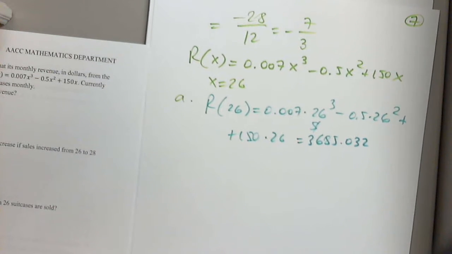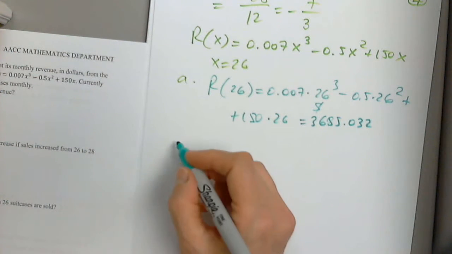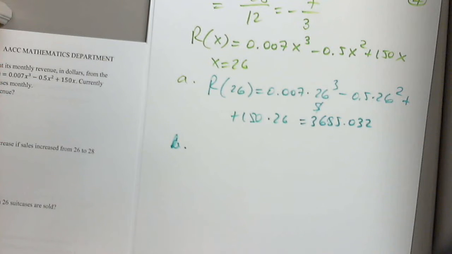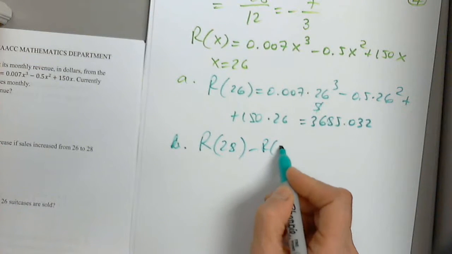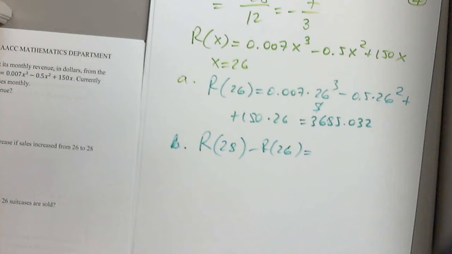How much would the revenue increase if sales increase from 26 to 28? So you will determine R of 28 and then subtract out R of 26. That's why I would recommend putting the function in and then plugging in 26 and then 28, so you can get the numbers quickly.